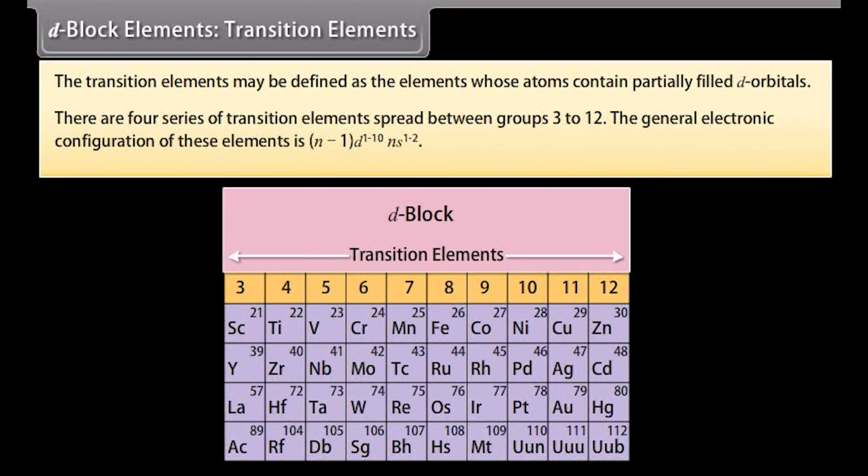There are 4 series of transition elements spread between groups 3 to 12. The general electronic configuration of these elements is (n-1)d1-10 ns1-2.